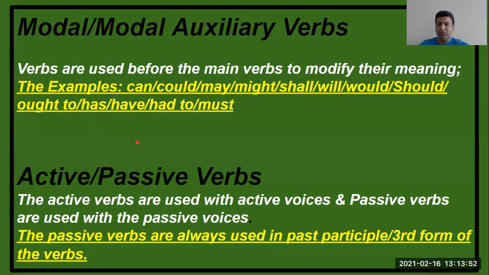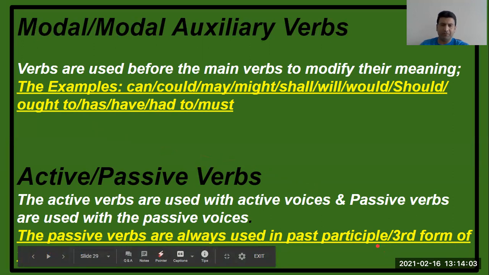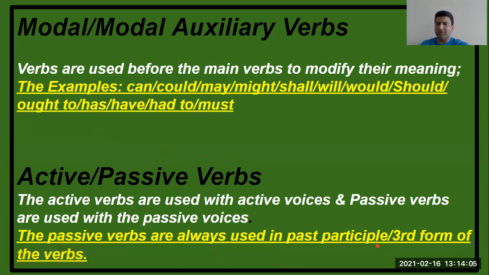So finally we have active and passive verbs. The active verbs are used with active voice and passive verbs are used with the passive voice. The passive verbs are always used in past participle, or the third form of the verbs. So that's all for today's topic.